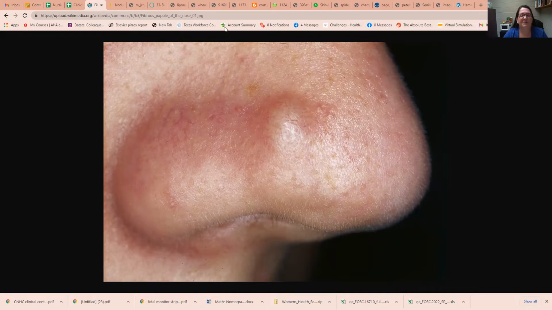Sorry, trying to get it off the screen. I need to go to the next screen. So next we're going to look at a nodule.